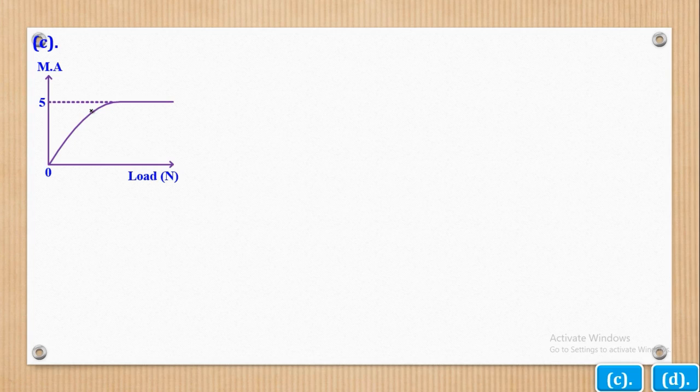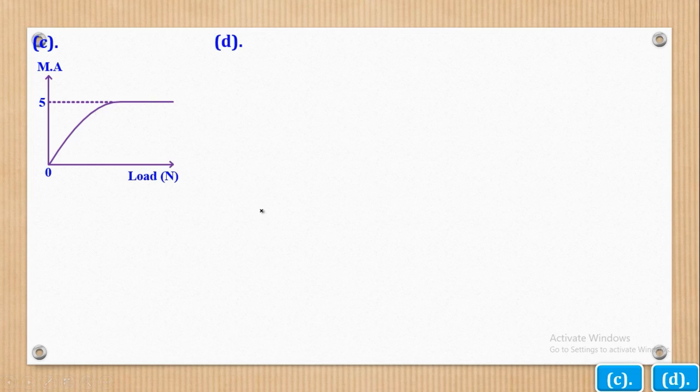So for efficiency to be 100%, it implies that mechanical advantage is equal to velocity ratio. Therefore, mechanical advantage can never exceed velocity ratio. That is why here we have 5 as our limit. But also you should realize that here there is no sharp bend. If the bend is sharp, then you will have lost the mark.